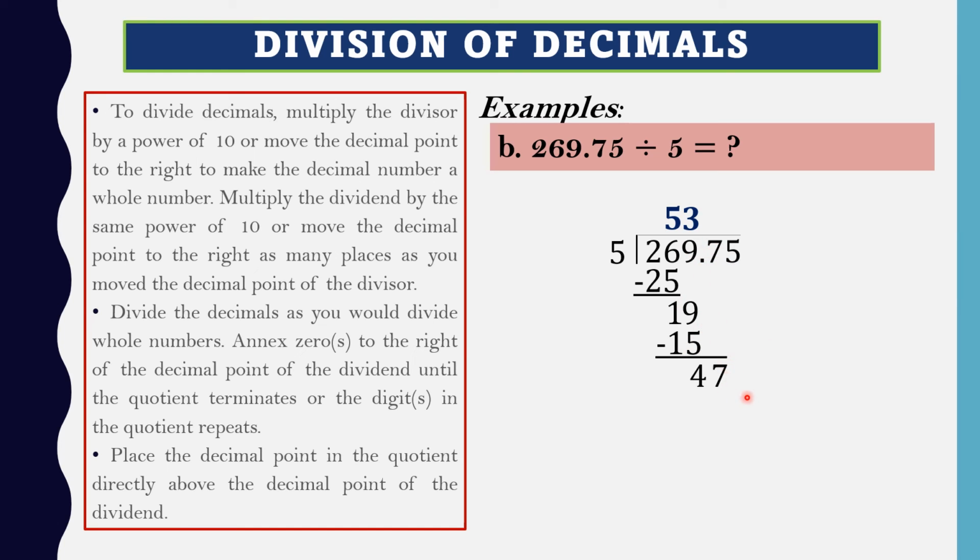Bring down 7. 47 divided by 5 is 9. 9 times 5 is equal to 45. And then subtract. So 47 minus 45 is 2. And then bring down 5. So we have 25 divided by 5. The result is 5. 5 times 5 is equal to 25. And 25 minus 25 is 0. Now for our decimal point, we just have to align it here with the decimal point of our dividend.